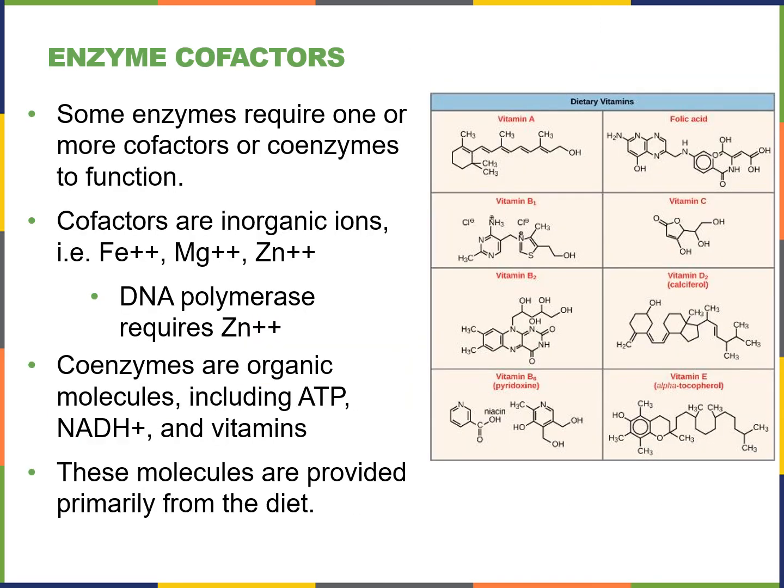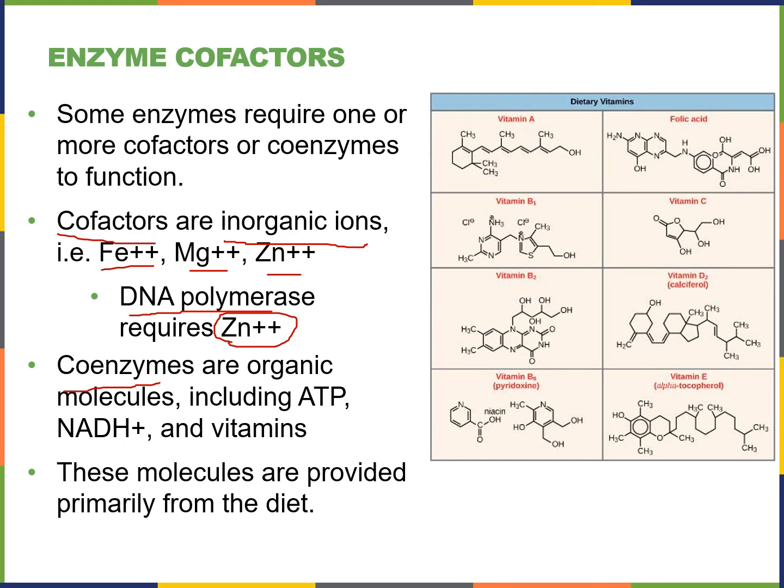Many enzymes don't work optimally or even at all unless they're bound to other specific non-protein helper molecules, either temporarily through ionic or hydrogen bonds or permanently through stronger covalent bonds. And two types of helper molecules are cofactors and coenzymes. It's important to know the difference between cofactors and coenzymes. So cofactors are inorganic ions, such as iron, magnesium, and zinc. So a cofactor for DNA polymerase is zinc. DNA polymerase requires zinc in order to carry out its reactions and interactions.